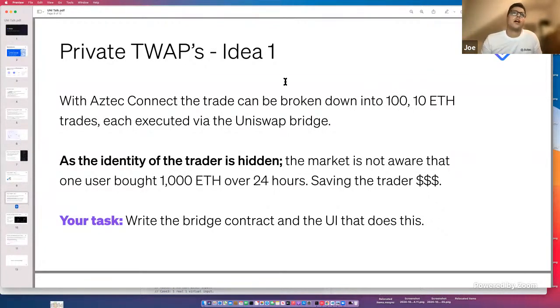Has anyone any questions on that one before I go on to the next one, given this may be something that someone wants to start hacking on?